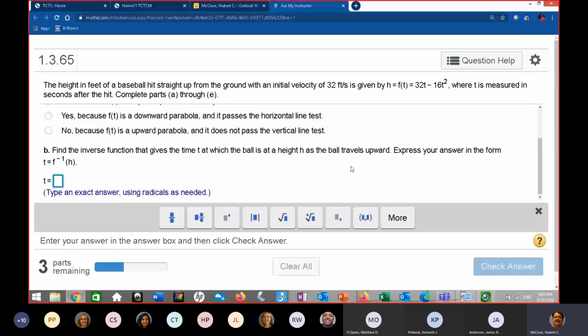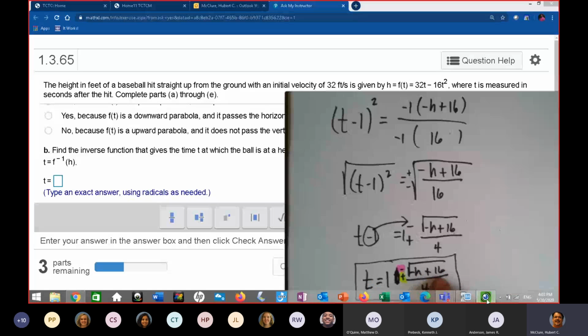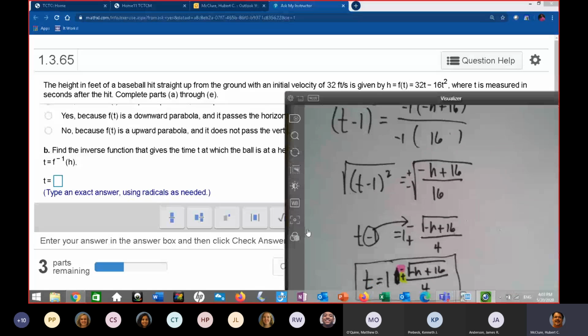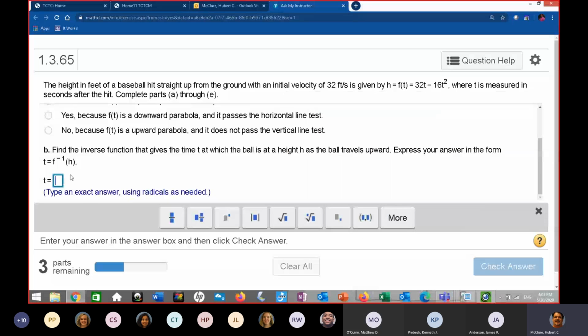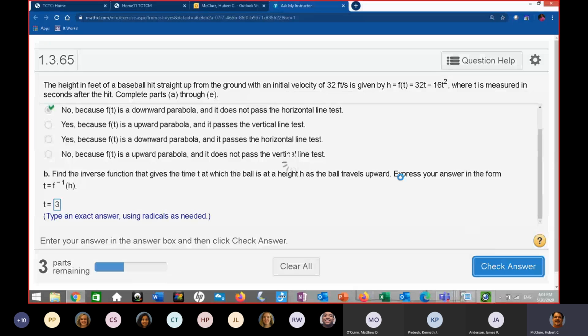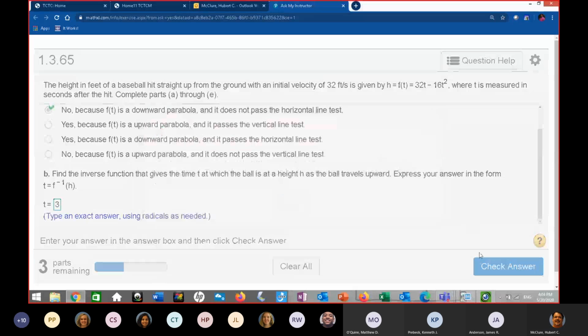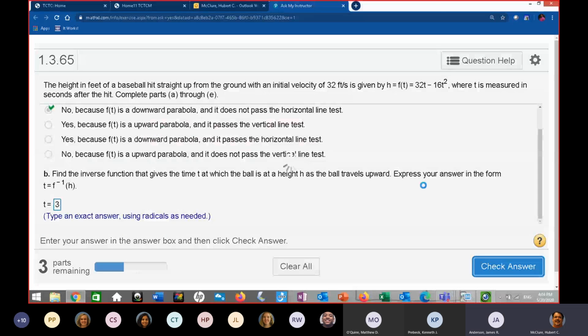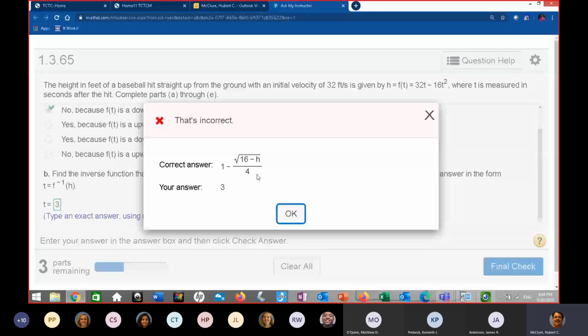Sorry, I'm trying to show you 2 or 3 things at one time. That's the pink side right here. And the pink side is 1 minus the square root of negative h plus 16 over 4. Now, I may have my signs messed up inside of the radical. I'm just going to punch in 3. There you go. Negative h plus 16, 1 minus, yeah, I got it. 1 minus, there you go.